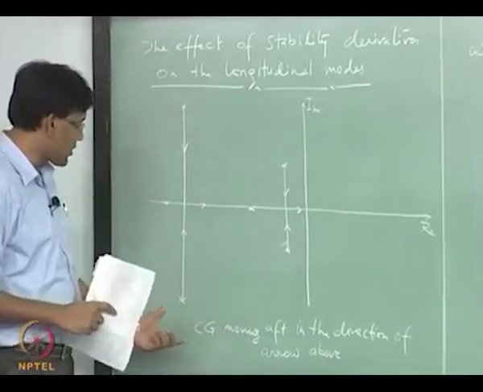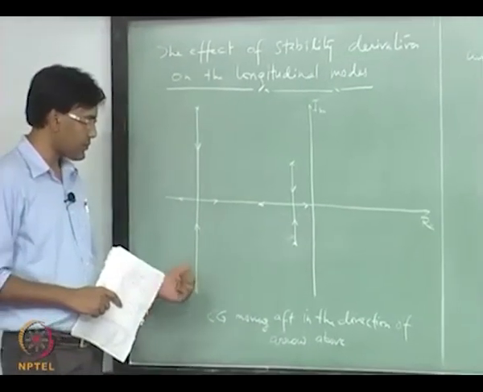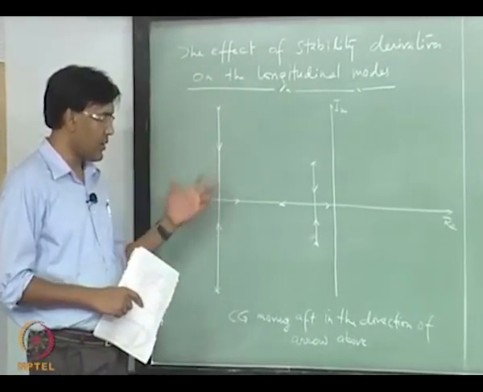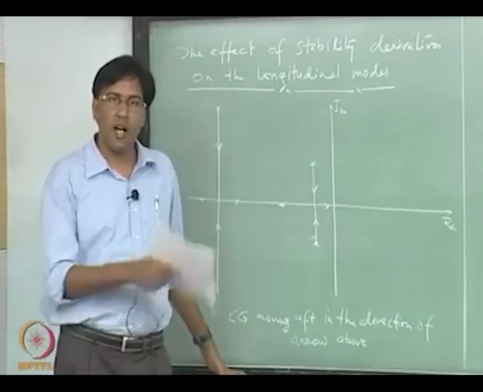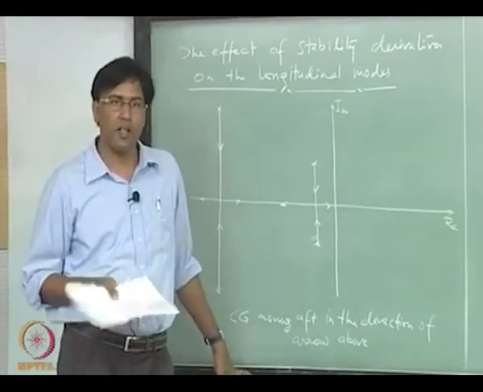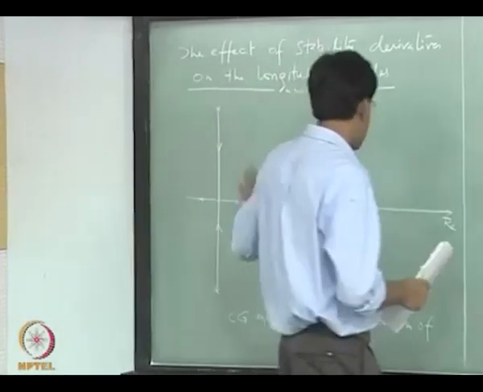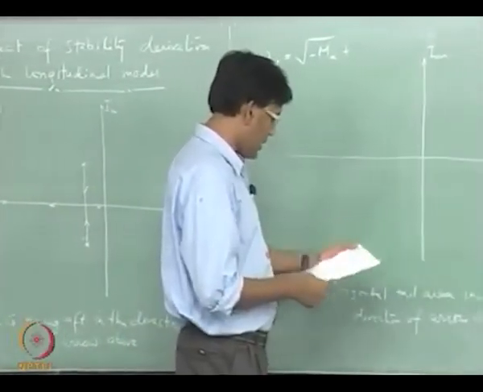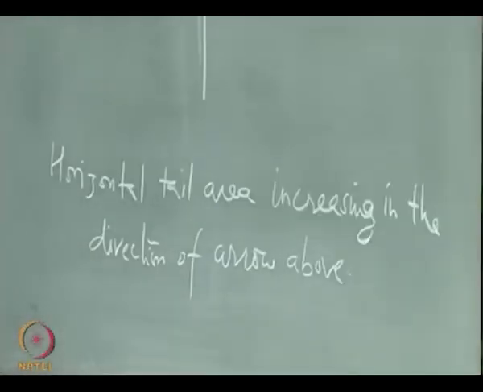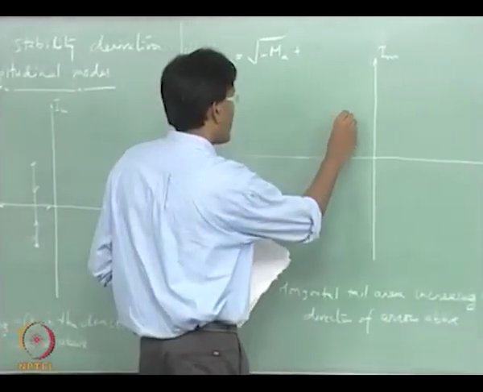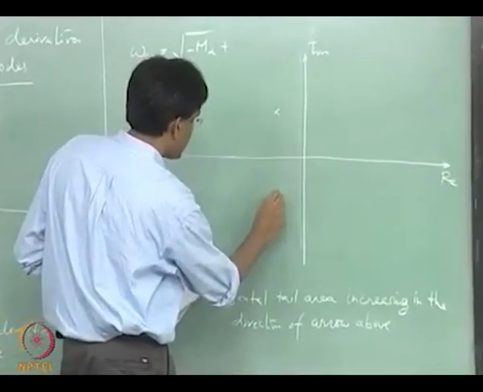And you also would want to look at the location of these eigenvalues when passengers are moving on the aircraft. So, this plot gives you that information. Let us look at the horizontal tail area, the effect of changing that on the longitudinal mode eigenvalues.